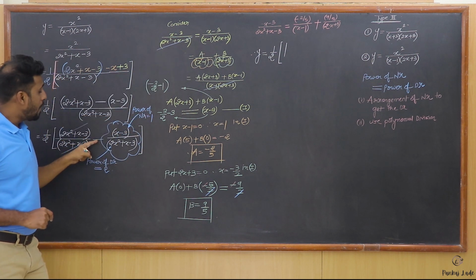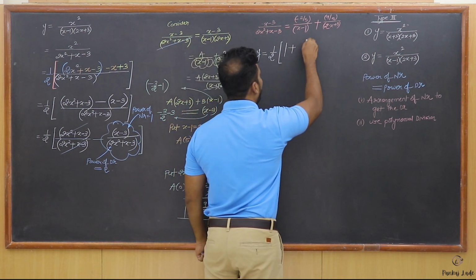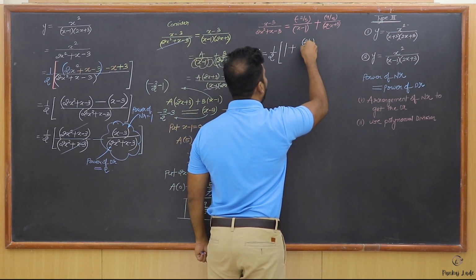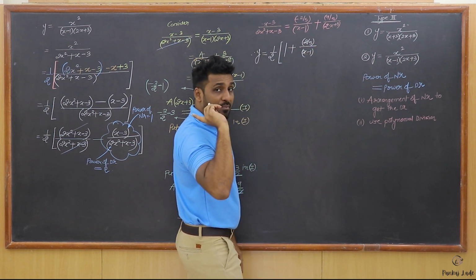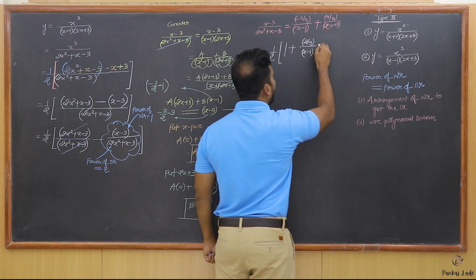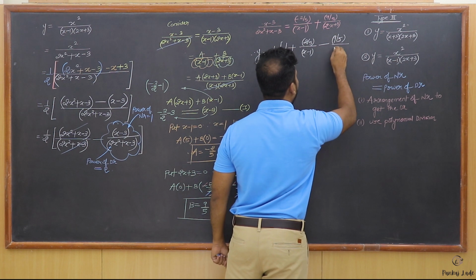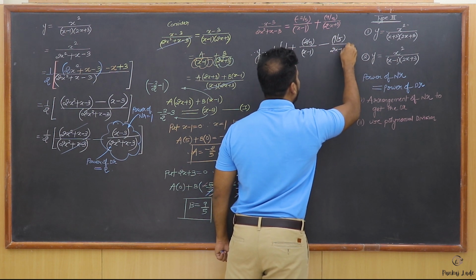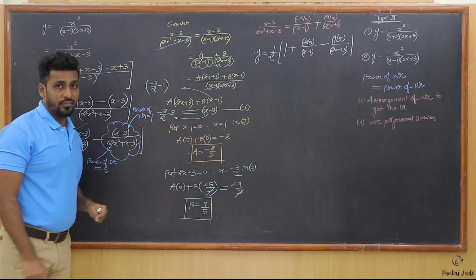This was 1. Minus and minus becomes plus 2 upon 5 upon x minus 1, and the same negative sign changes the sign of the next term also. You get minus 9 upon 5 whole divided by 2x plus 3. This is what your simplification is.